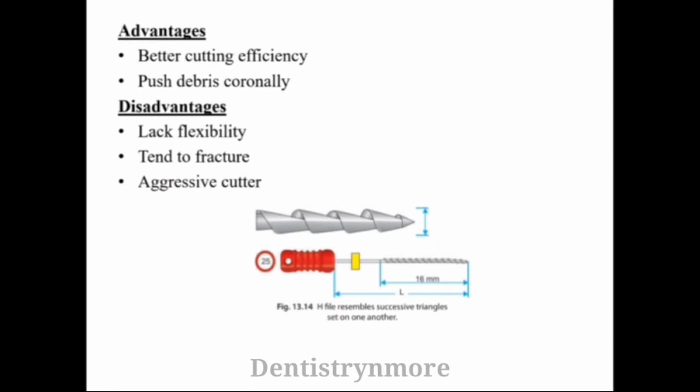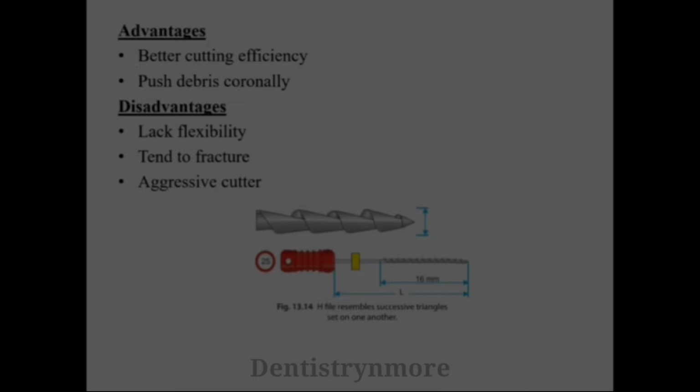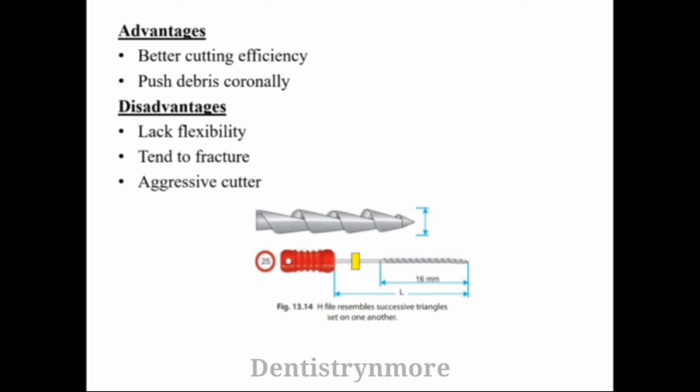Next one is advantages. So it has a better cutting efficiency and it pushes the debris coronally. And the disadvantages include it lacks flexibility, it tends to fracture, and it is an aggressive cutter. And this is the figure that is showing the edge file. So in the figure you can see recessive or successive triangles that are set above one another.